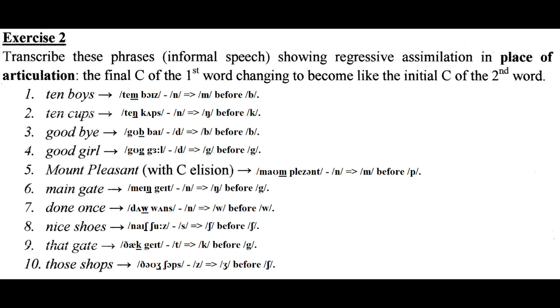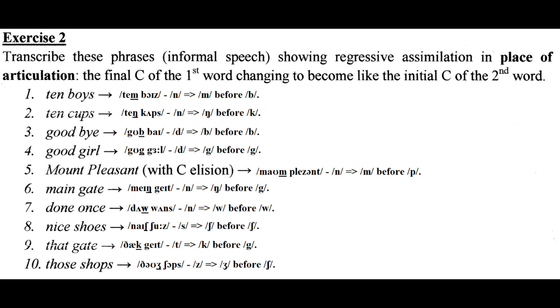Number 5, the phrase "Mount Pleasant". It becomes "maum pleasant", m at the end. Why? So here the n becomes m, of course, after the consonant elision, after the t elision. So the n becomes m before p sound. Number 6, the phrase "main gate". It becomes "maing gate". So the n becomes ng sound before the g.